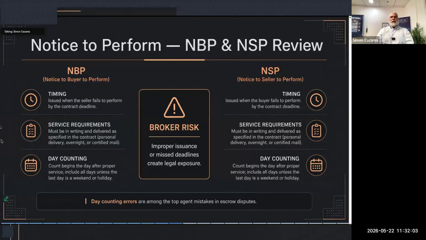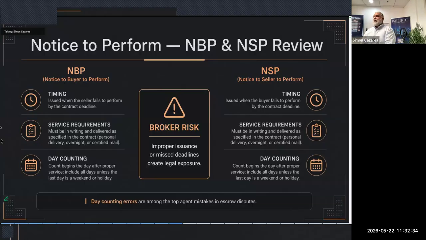Broker risk: improper issuance or missed deadlines creates legal exposure. And the same thing goes for the notice to seller to perform, right? It's kind of the same thing. There's no difference between the buyer and the seller. Day counting errors are among the top agent mistakes in escrow disputes, because they don't know the calendar dates and how the performance works.